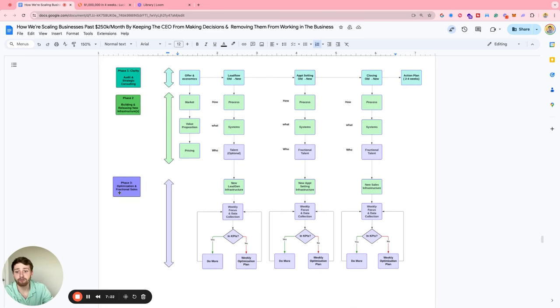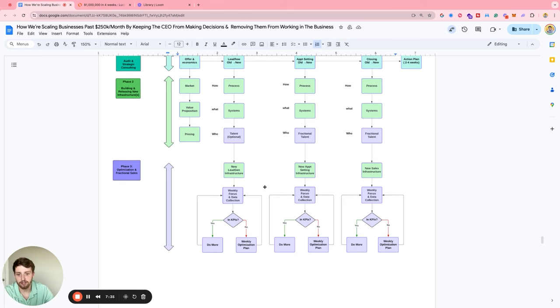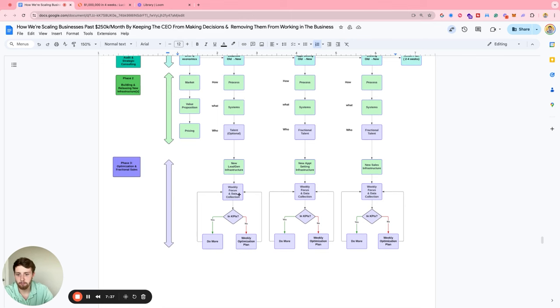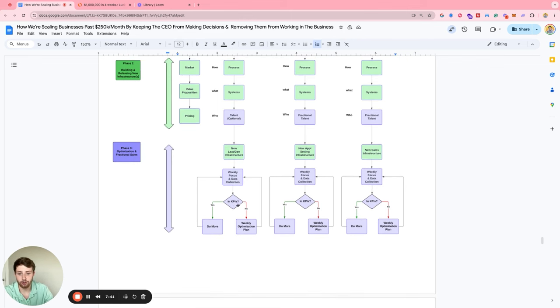And then we move into phase three, which is optimization and fractional sales. This is where you now have a new lead gen infrastructure, a new appointment setting infrastructure, and a new sales closing infrastructure. What we do is focus on a weekly basis and data collect. Basically, long story short, it's like a feedback loop. If it's hitting the KPIs that we set to get to that quarter million or 500K a month, and the answer is yes, then we do more of that.